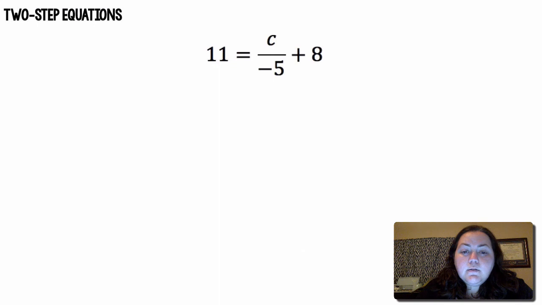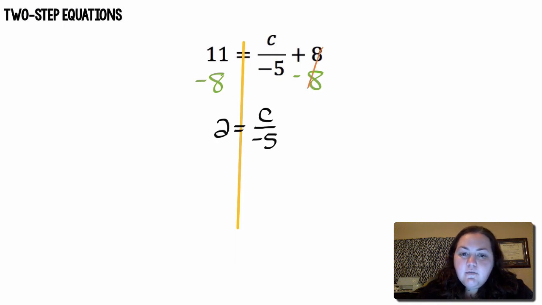11 equals c divided by negative 5 plus 8. I'm going to draw my line. I'm trying to get c by itself. On the side that there's the c on the right, the 8 is further away, so I'm going to get rid of the 8 by doing the inverse of adding, which is subtracting. 8 minus 8 cancels. 11 minus 8 becomes 3, so I have 3 equals c over negative 5.